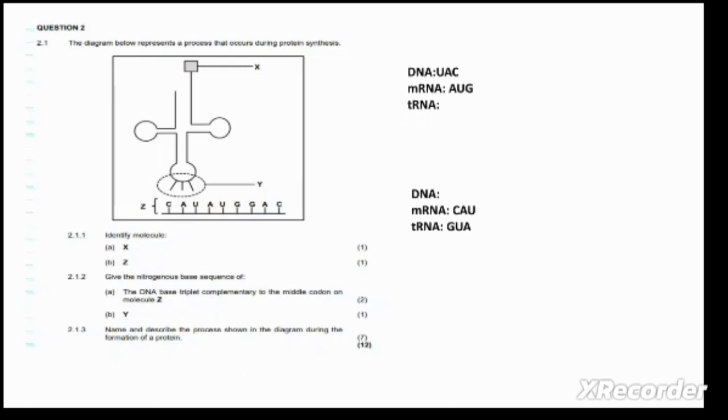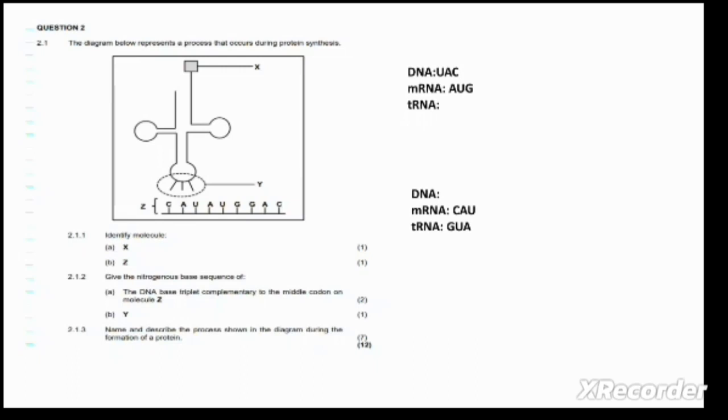The next question says, give the nitrogenous base sequence for Y. So the nitrogenous base sequence for Y, we're going to use CAU to get Y, which is the tRNA. We're going to move from mRNA straight to tRNA. C pairs with G, A pairs with U, U pairs with A. The answer is GUA.